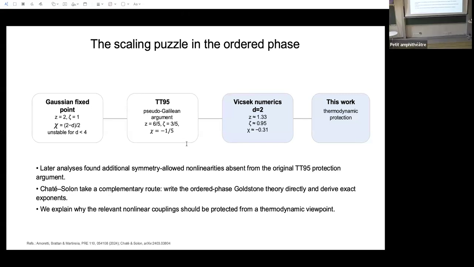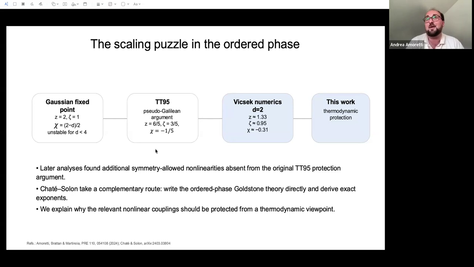Now, on top of that, from the original paper of 1995 of Toner and Tu, the determination of the fixed point has run into trouble. The first attempt to derive these exponents was in 1995 by Toner and Tu, and they derived some critical exponents which were significantly different from the Vicsek model. Later, they found that they didn't include in their analysis a nonlinear term which was important.